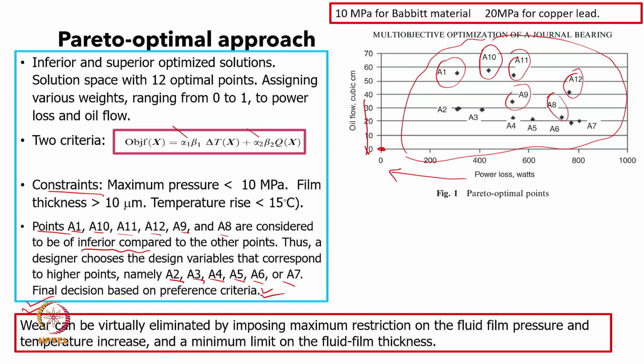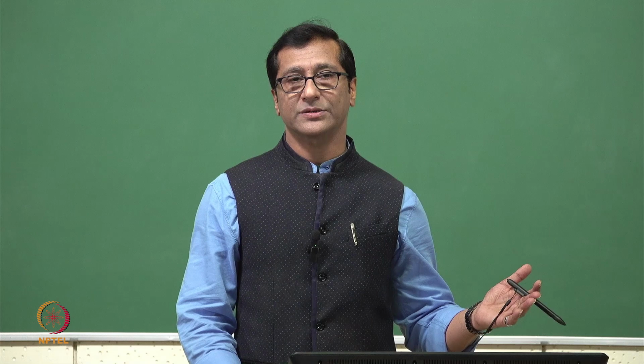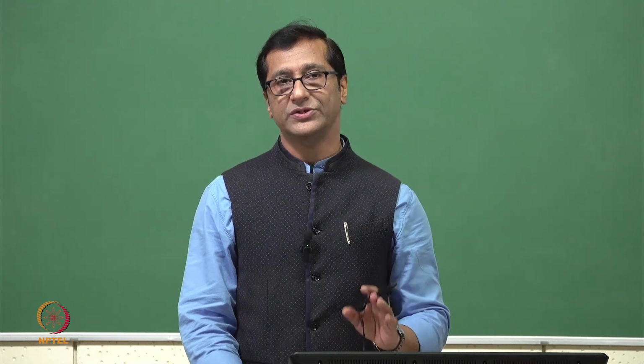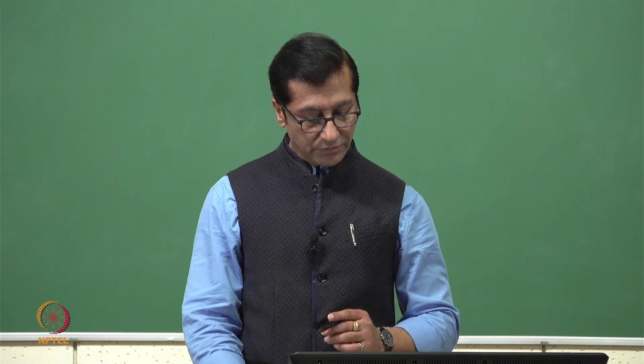So we need to really keep a restriction when you are solving the problem, either on the fluid film pressure. We know that when eccentricity increases to a significant level, the pressure increases exponentially. Similarly, the temperature also increases. So we keep a limit on the fluid film pressure, temperature rise, and also a limit on the film thickness. So there are three criteria. It also ensures that two surfaces will not touch.